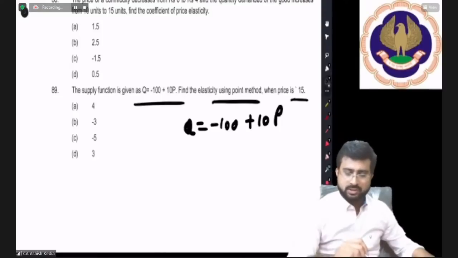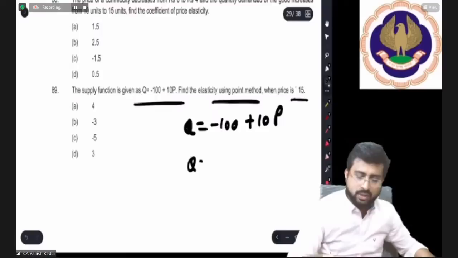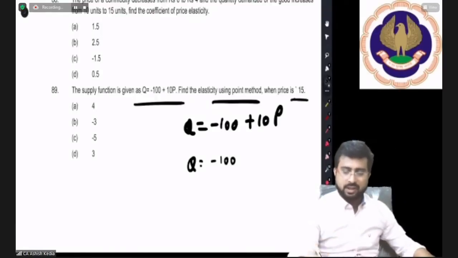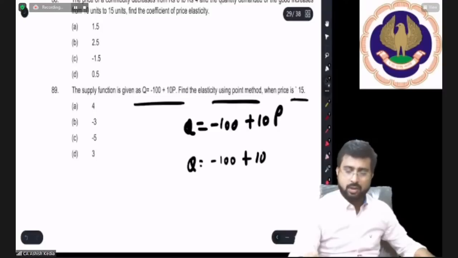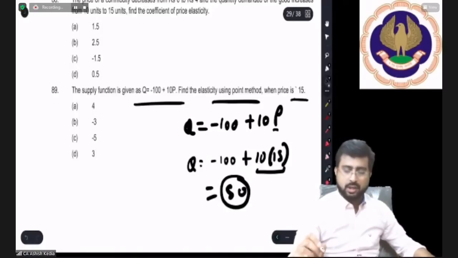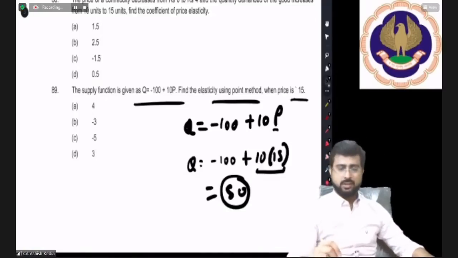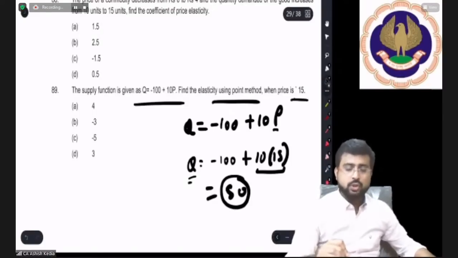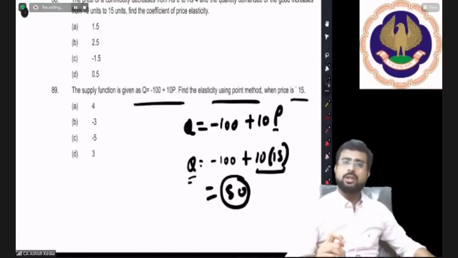First of all, we are not concerned with the point method yet. First, we have to find out, when price is rupees 15, what is the quantity? Q is minus 100 plus 10 into P, where P is 15. So 150 minus 100 comes to 50. So you may be asked about the quantity. That is how you do it.